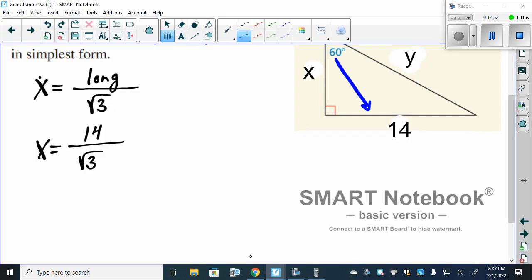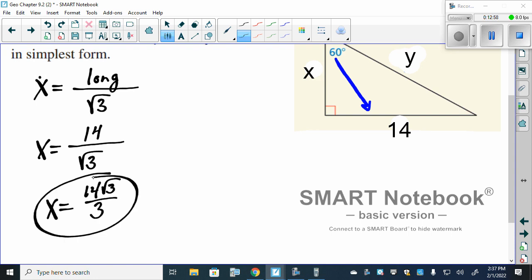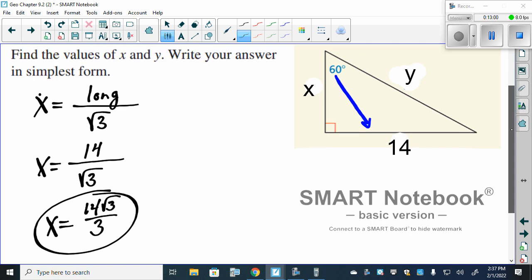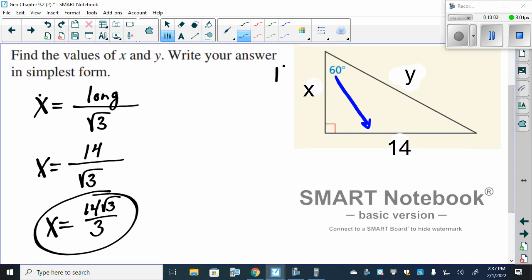So here the value of x is 14 square root of 3 over 3. And that would be the short side length. Now we still need to find the value of y.